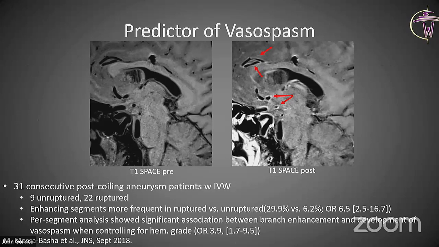As we mentioned in that RCVS case, subarachnoid hemorrhage can lead to enhancement of the arteries secondary to inflammation. When we looked at an analysis on a per segment basis, we found significant association between branch enhancement and development of angiographic vasospasm when controlling for hemorrhagic grade, with an odds ratio of 3.9. So that was a significant result.